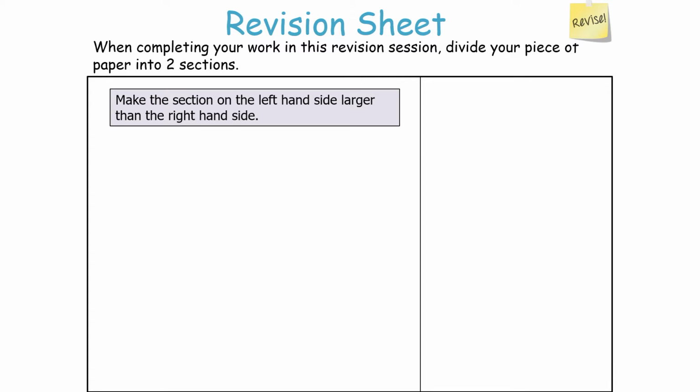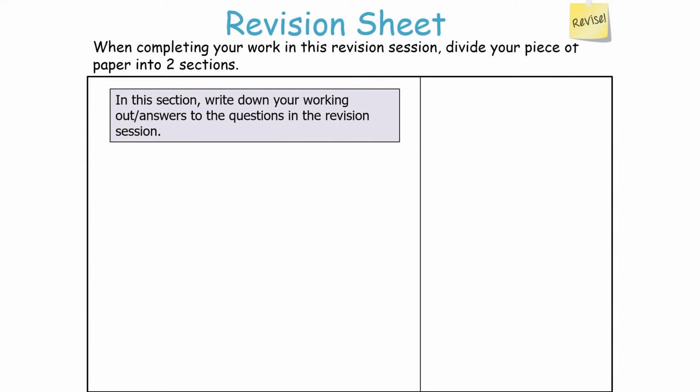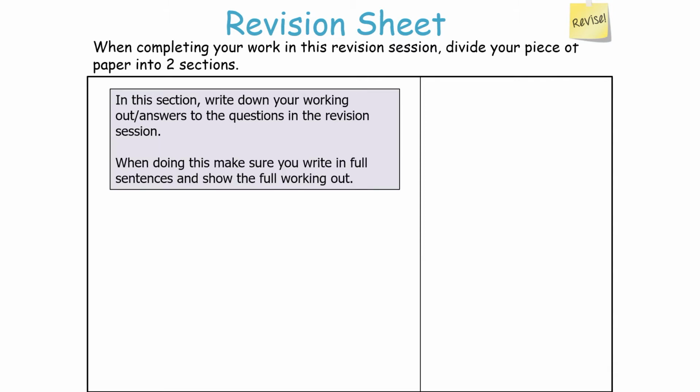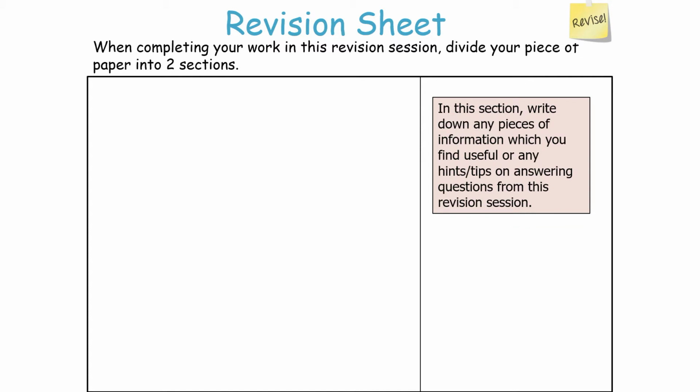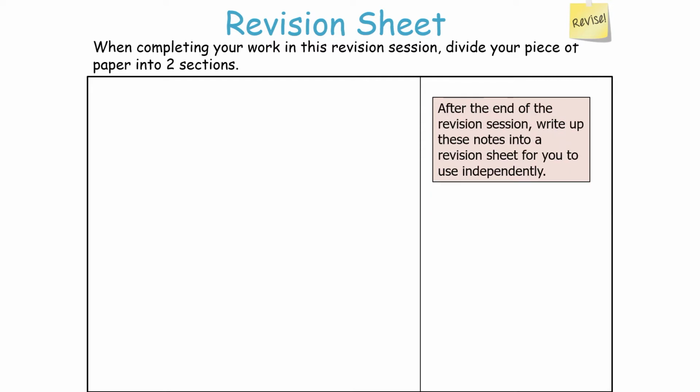So for this revision session, what I suggest you do is, when completing your work, divide your piece of paper into two sections. Make the section on the left hand side larger than the right hand side, and in the left hand section write down your working out or answers to the questions in the revision session. When doing this, make sure you write in full sentences and show your full working out, whilst in the right hand side of your page, write down any pieces of information which you find useful or any hints and tips on answering the question you've gained from this revision session. And after the end of the revision session, write up these notes into a revision sheet for you to use independently.